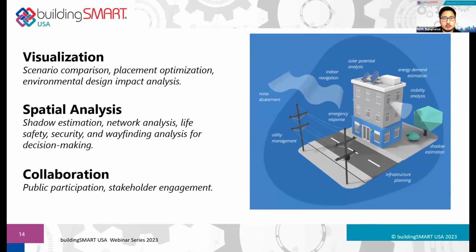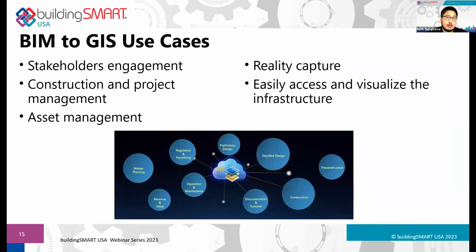Taking this from the Building Smart International BIM to GIS Working Group, these are the three core components of why BIM to GIS is important: visualization, spatial analysis, and collaboration. And just to highlight some use cases for BIM to GIS: stakeholder engagement, construction project management, asset management, reality capture. We can easily access and visualize the infrastructure once we have it integrated into GIS.